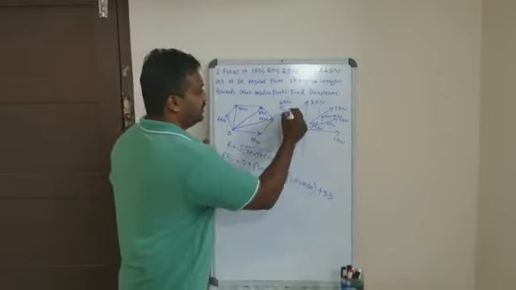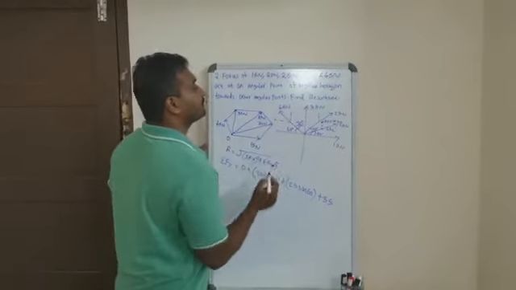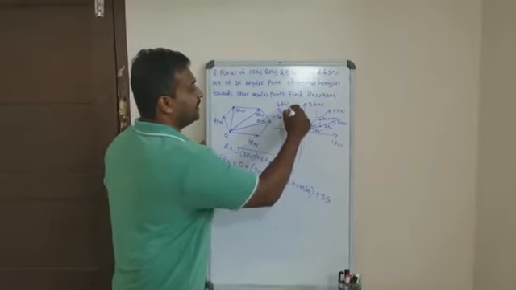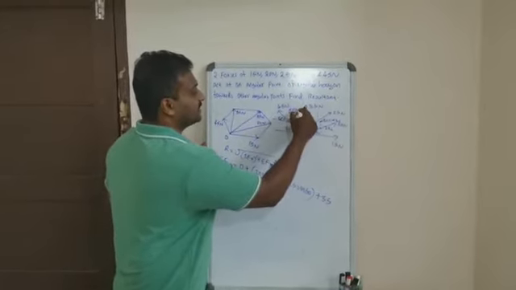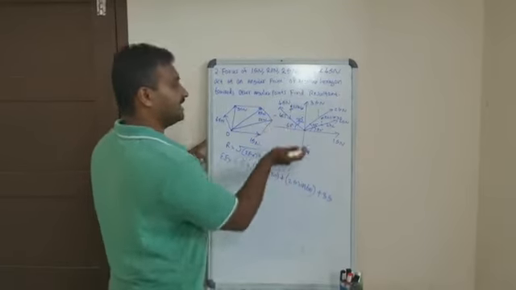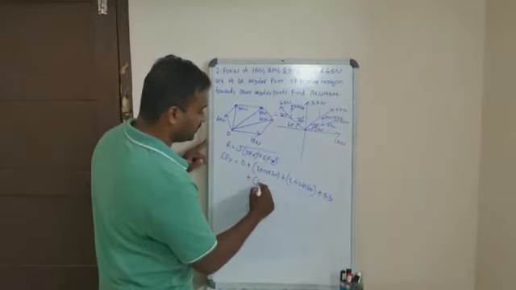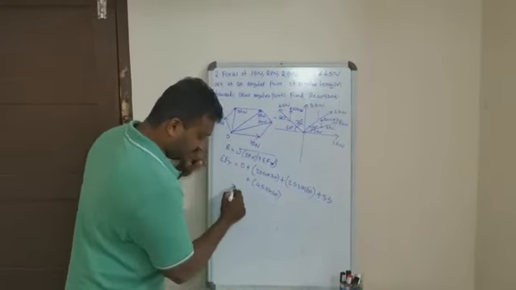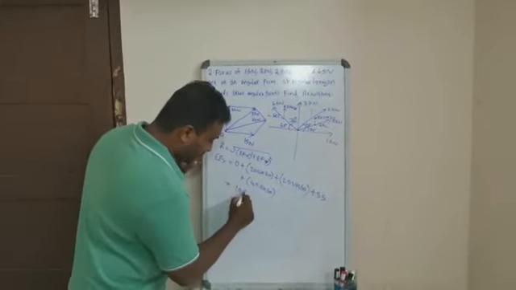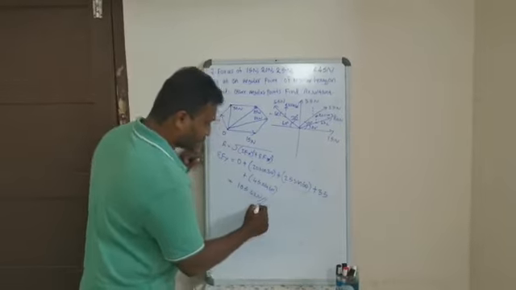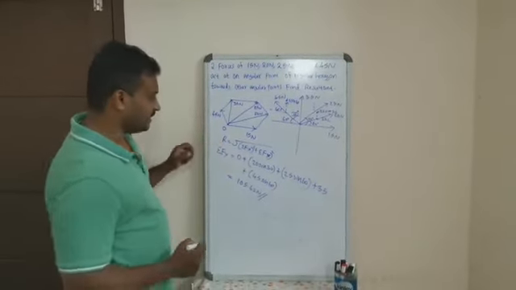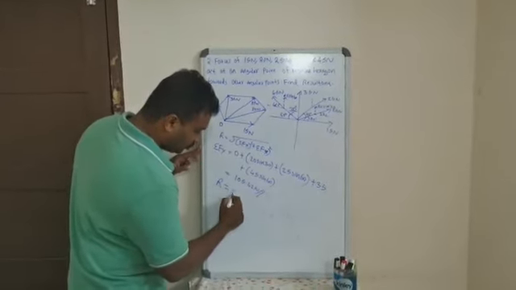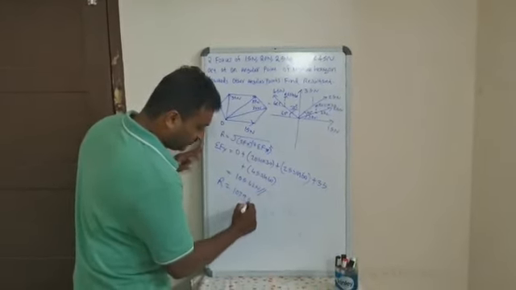Again 45 Newton is resolved into two components, making an angle 60 degree with horizontal. Therefore, this component 45 sin 60 acting upwards, that is plus 45 sin 60. When solving this, we will get 105.62 Newton. Substituting in the equation for resultant the value of sigma fx and sigma fy, resultant R is equal to 107.95 Newton.